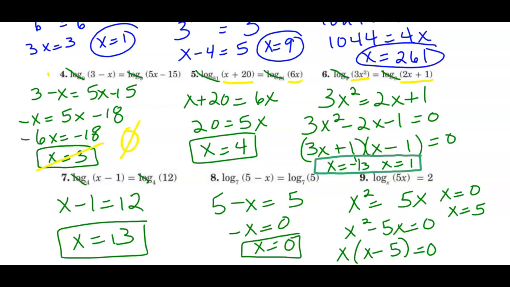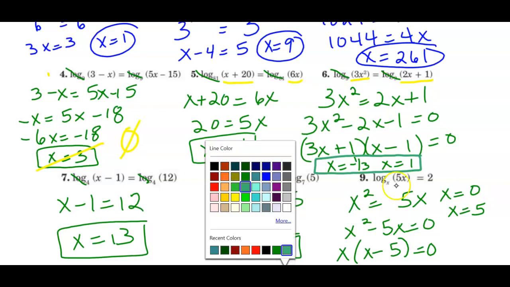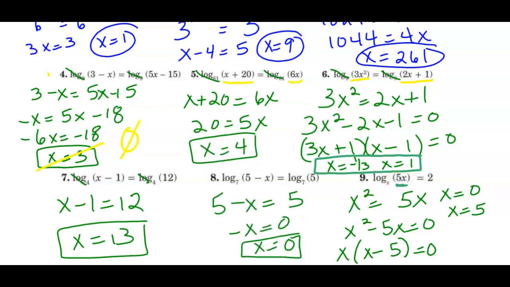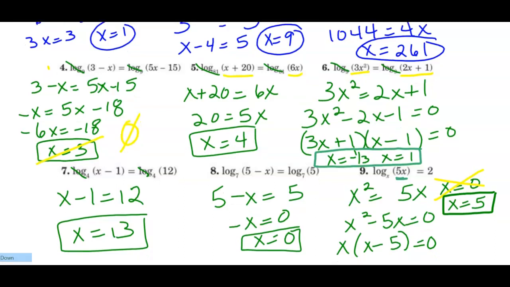For number 8, 5 minus 0 is 5, so that works. And then for number 9, if you plug your 0 in right here, you get a 0. Can't take the log of 0, so this is extraneous. So this is going to be my answer. So make sure you're going through and checking. If you just solved those and didn't go back and check, you would have missed a couple of the extraneous solutions. So, all right, that's the lesson.